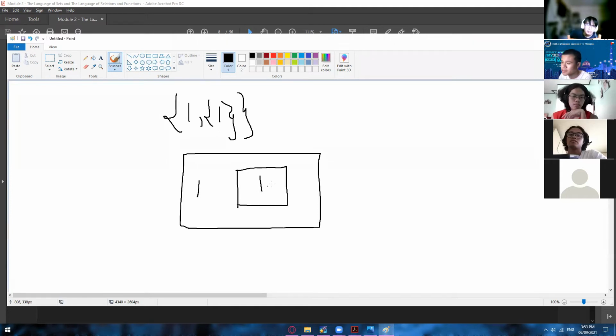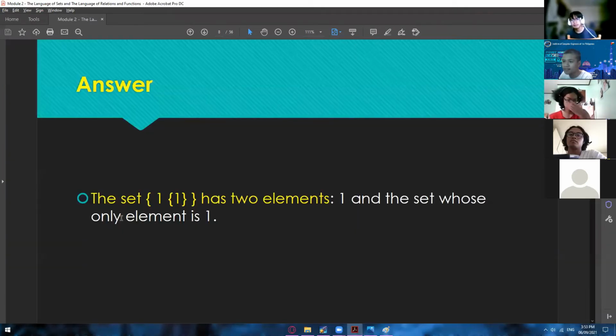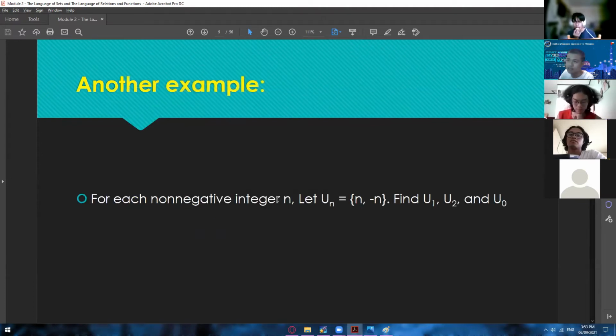Regardless of how many brackets we have in here, let's say we have 2 or 3, it just has another box inside a box. But this one is counted as one element. So we only consider the outer or first box, and then we count this one as 1 and then another 1, so a total of 2 elements. So 1 and the set whose only element is 1 has 2 elements.